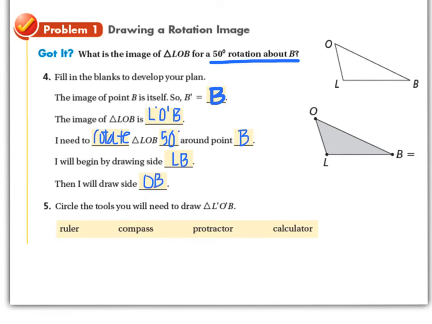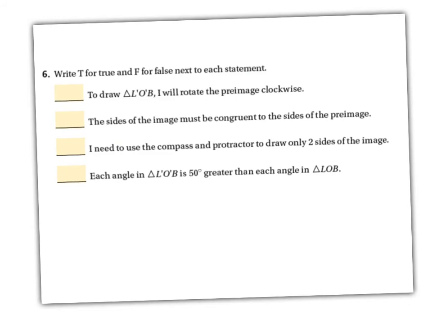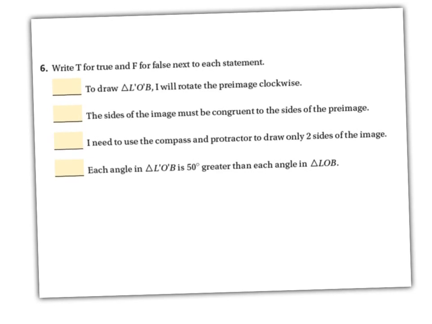In order to do this, we're going to need a protractor and a ruler. One thing I need to change, we will need a prime symbol here because it'll be a new L, so L prime B and then O prime B. Going through these true and false statements to draw L prime, O prime B, rotating the pre-image clockwise, that's going to be false. We are going to rotate this counterclockwise.